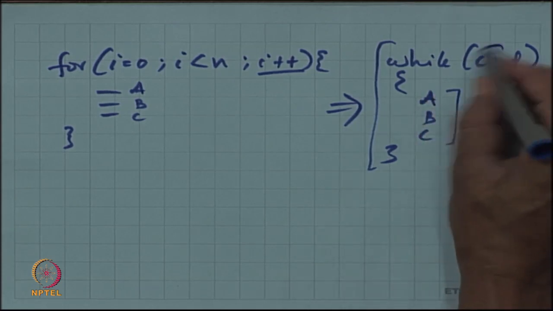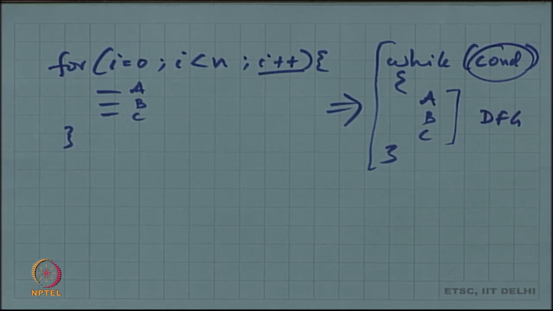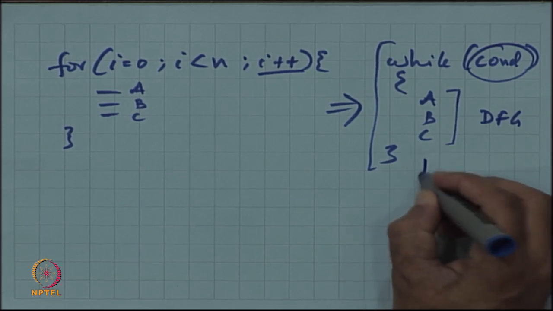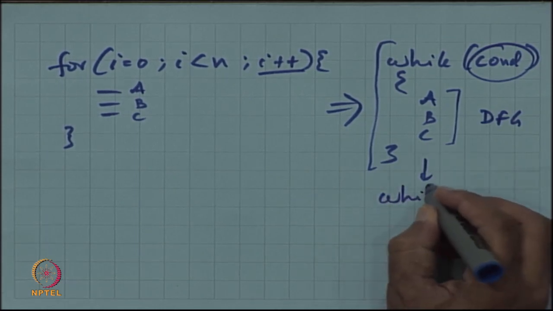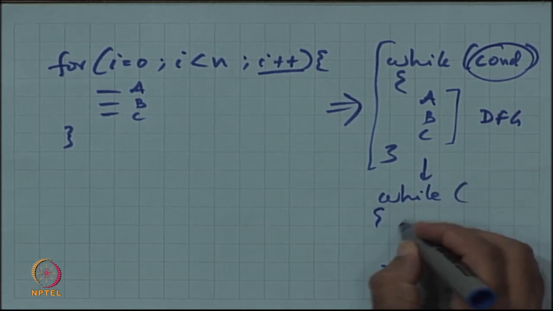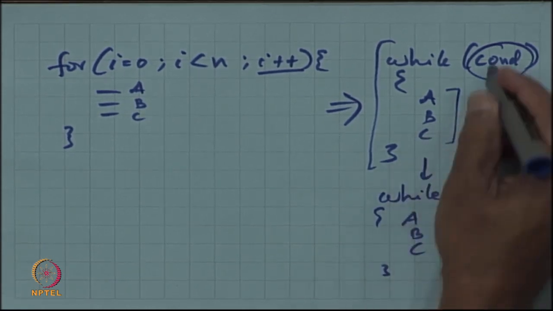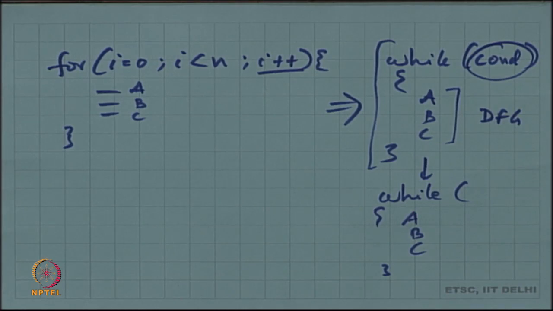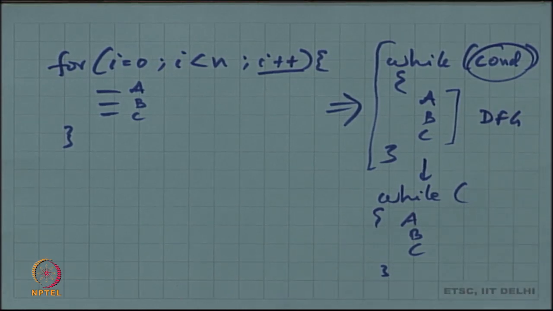Only thing is this condition has to be incorporated. Now, in a simple way, let us first translate this loop like this. You just say while, so I have A, B, C, right. After C, I want to evaluate that condition. So, let us put that condition evaluation also here.